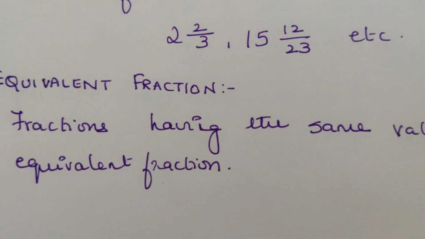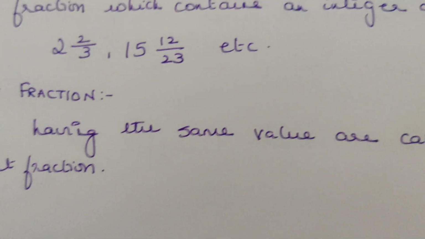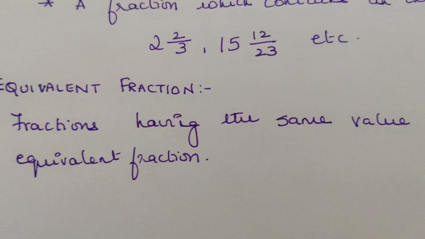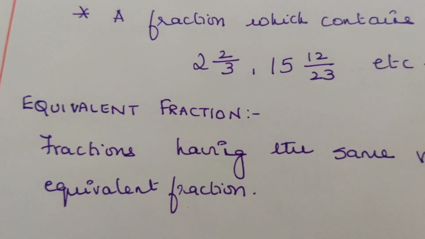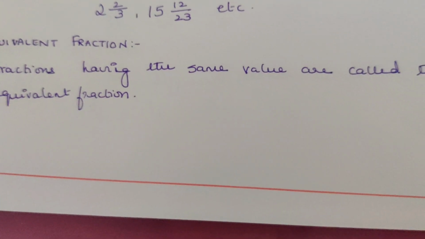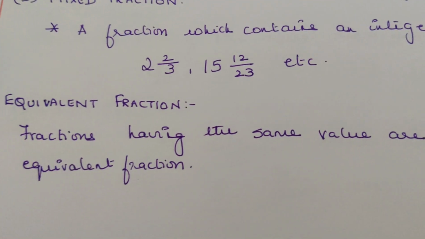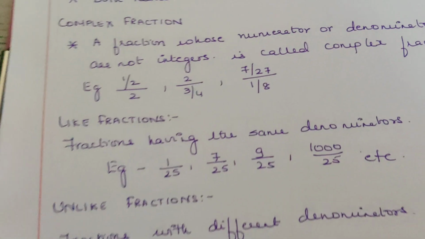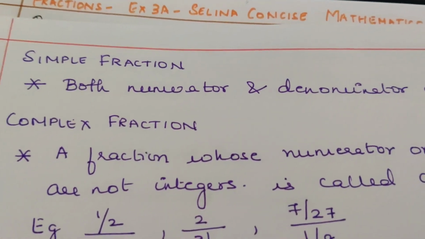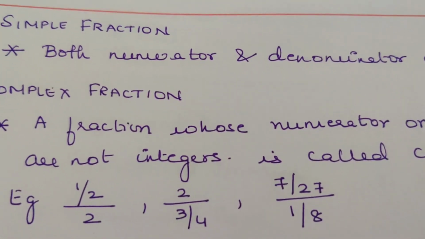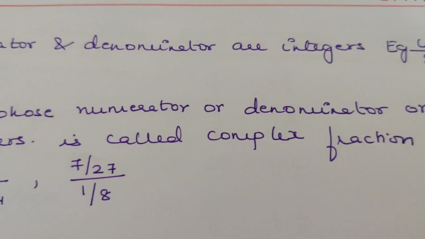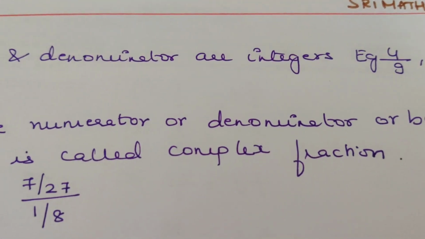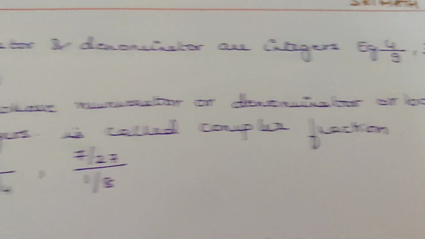Okay. We have something called equivalent fractions. Fractions having the same value are called equivalent fractions. I repeat, fractions having the same value are called equivalent fractions. The next one is simple fraction. In a simple fraction, both numerator and denominator are integers. That is like 4 by 9, 7 by 12, etc.